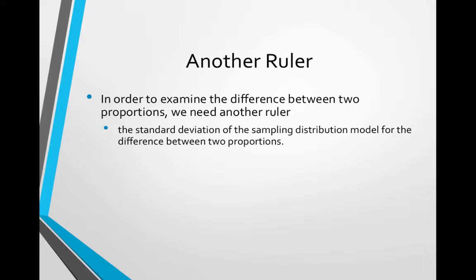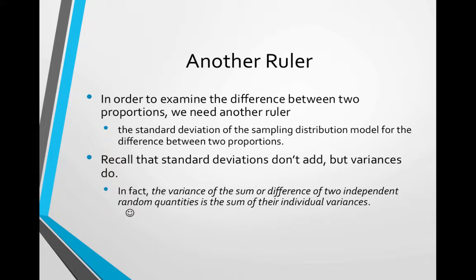We're still using standard deviation, but the standard deviation of the sampling distribution model for the difference between two proportions instead of just one proportion. You need to remember that we can't add standard deviations, but we can add our variances. In fact, the variance of the sum or difference of two independent random quantities is the sum of their individual variances. Basically what that means is that we just have to add the variances together and then take the square root of the whole thing.